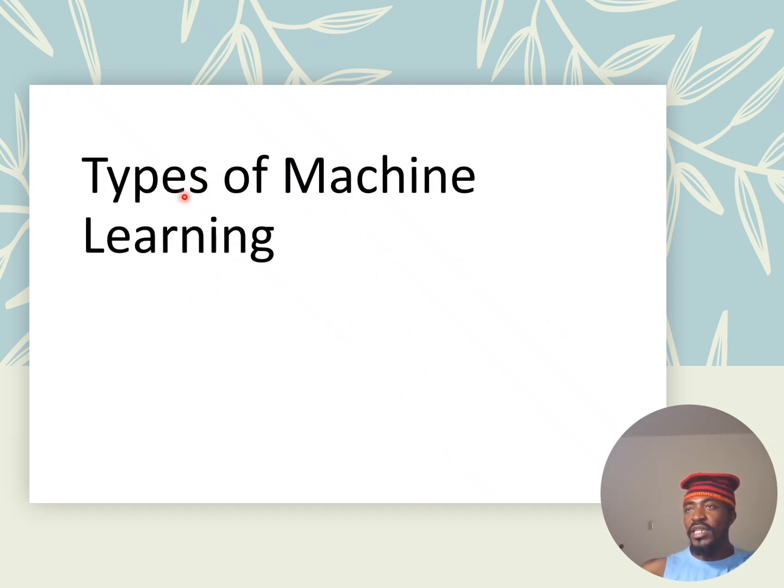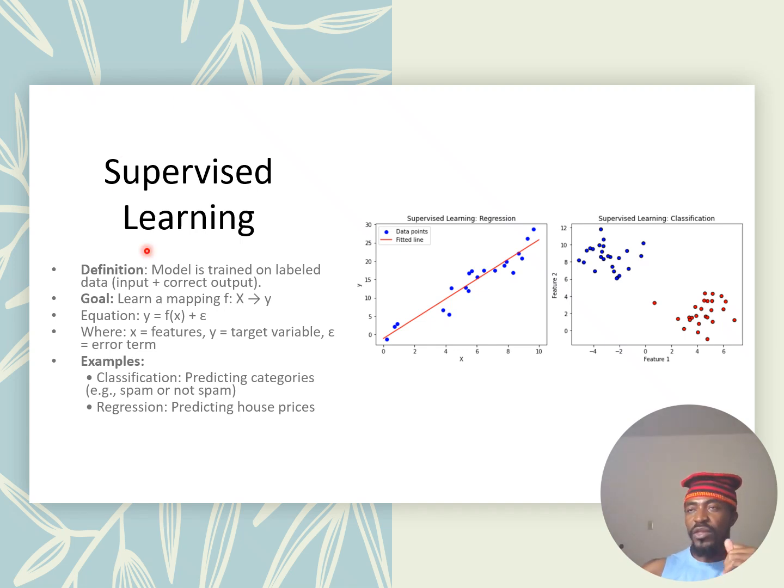So today we'll be looking at the different types of machine learning. Yesterday we did look at the definition of machine learning and the various applications. So the first type is called supervised learning. Supervised learning is that kind of machine learning type where algorithms are trained on labeled data.